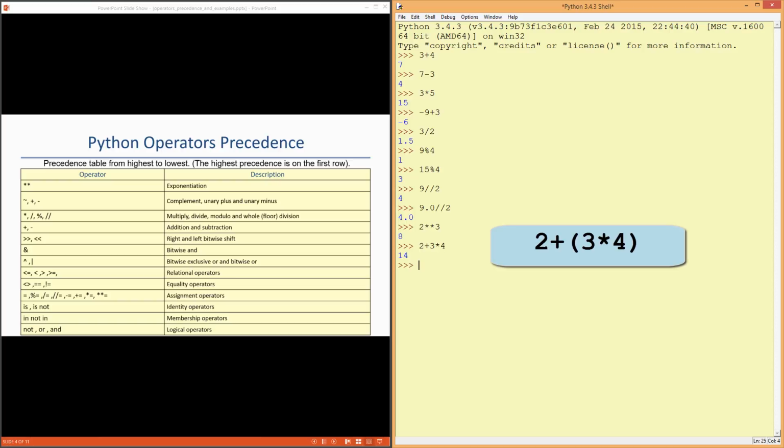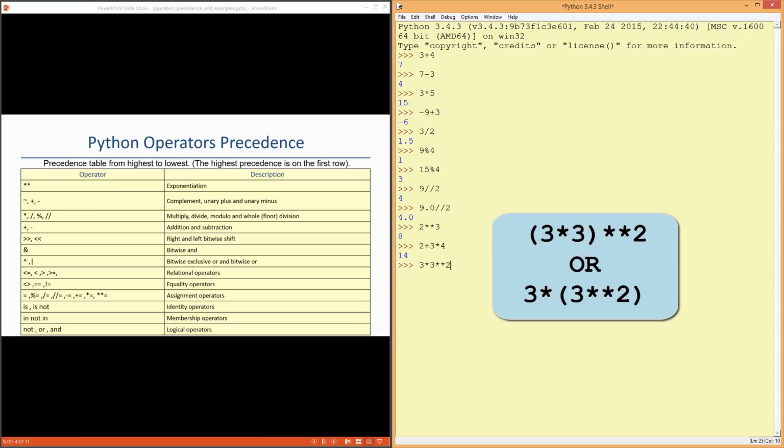Let me give you another example. Imagine you typed something like 3 times 3 raised to the power of 2. Try to guess the answer for this operation. If you multiply 3 times 3 first and raise it to the power of 2, then the answer would be 81, because that would be 9 to the power of 2. However, if you raise the 3 to the power of 2 first, that would be 9, and then you will multiply it by 3, so the answer would be 27.